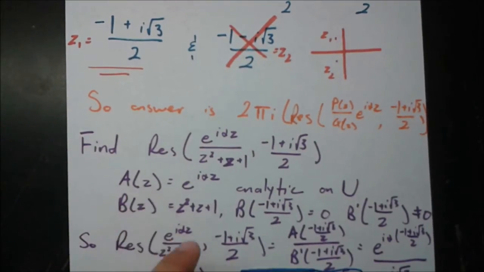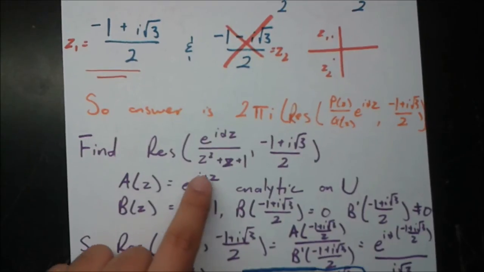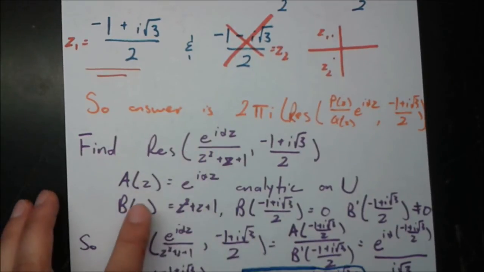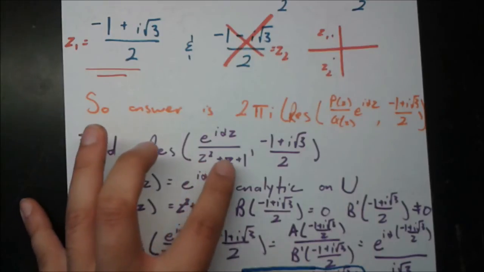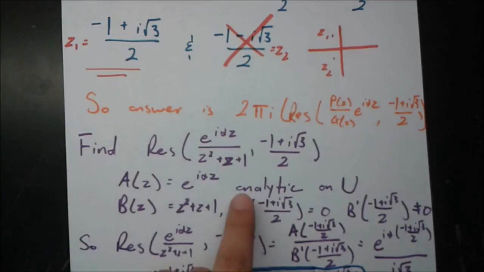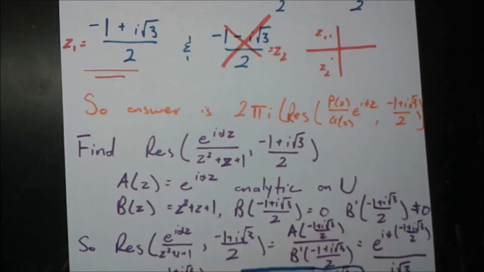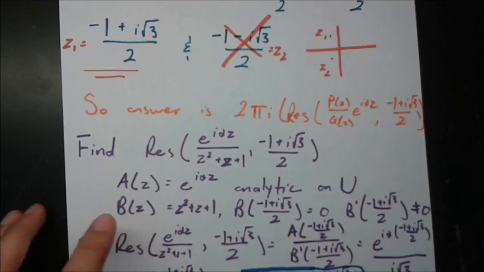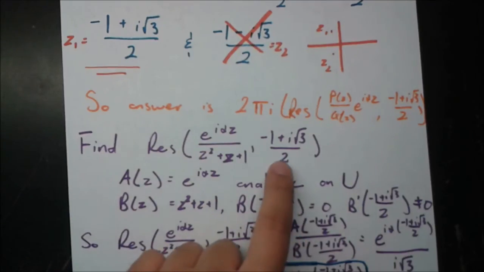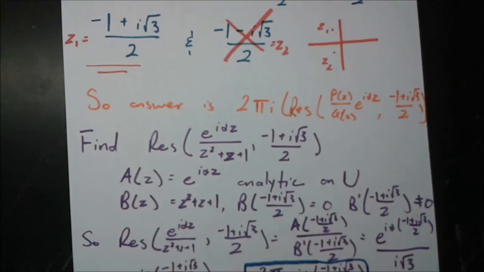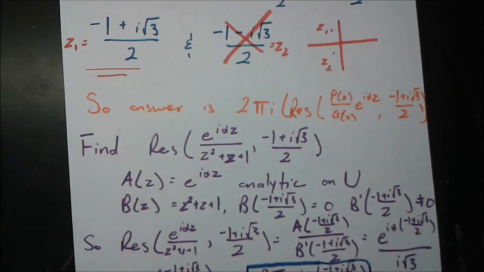So we have A of z is going to be the numerator, e to the i alpha z. Okay, B of z will be the denominator, z squared plus z plus 1. And we have that A of z is analytic on the upper half plane, and B of negative 1 plus i root 3 over 2 is equal to 0, but B prime of that number is not equal to 0. So all these conditions are met. We can just go ahead and plug into the residue formula.